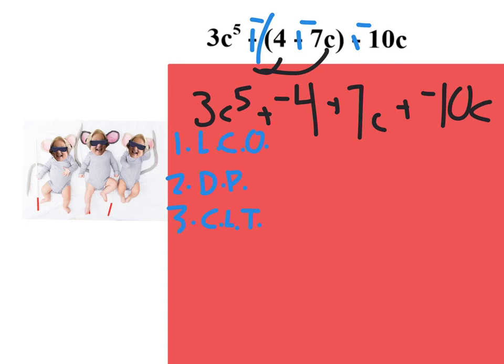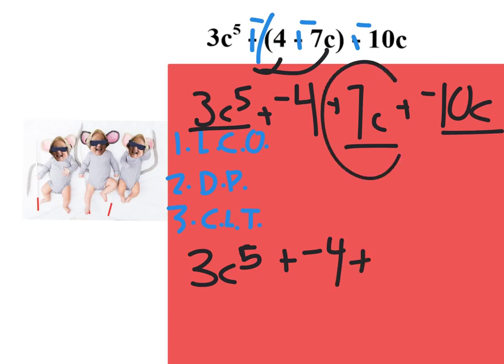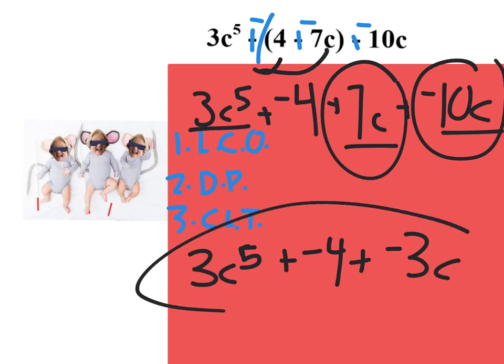Combine like terms. Well, I see these two match because the c's match. This one has a c in it, but it doesn't match because it's a c to a different power. So I'm going to have to leave that 3c to the 5th separate. I'm going to have to leave that -4, and then I get these together. They have different signs, so I subtract, sign of the larger. And we've simplified it down to 3c to the fifth plus -4 plus -3c.